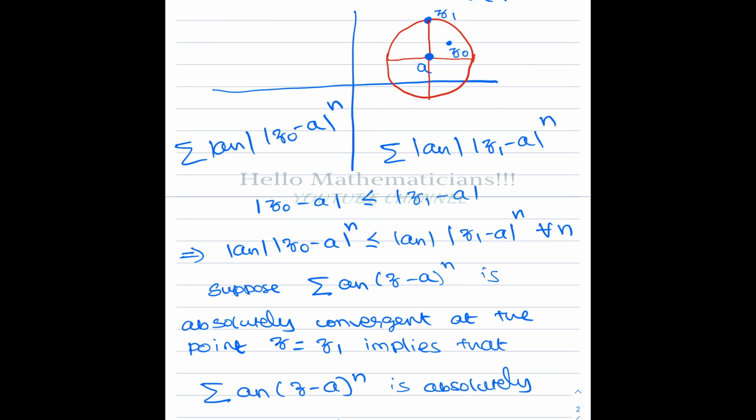Okay, so you take z1 and you find the distance between a and z1, then you draw the circle of that radius around the point a, and you take any point inside this circle. Basically you take any point inside this disk. Then at all those points the series is going to be convergent.